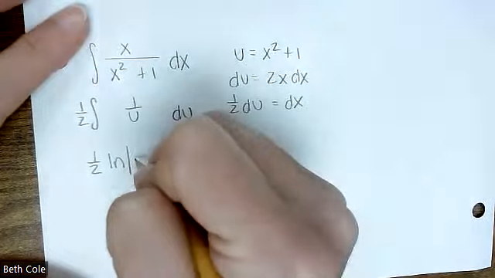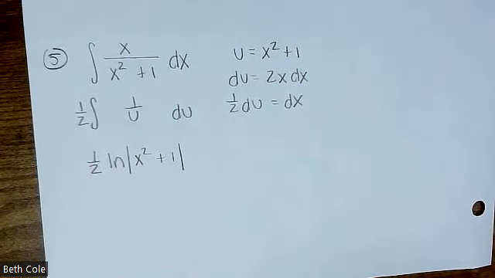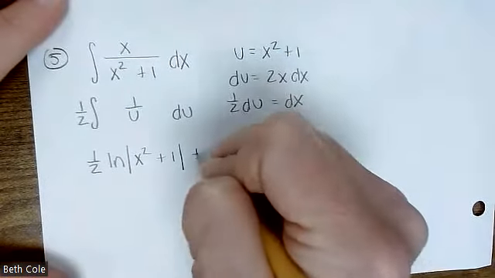1/2 ln absolute value of the u, x squared plus 1, plus c.